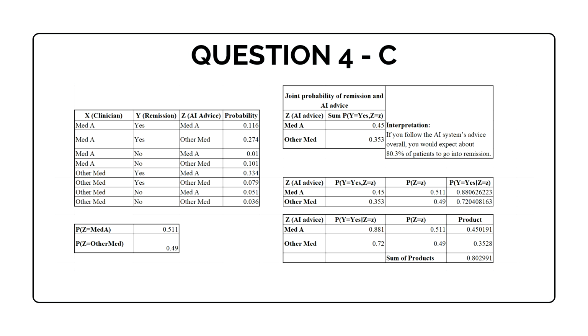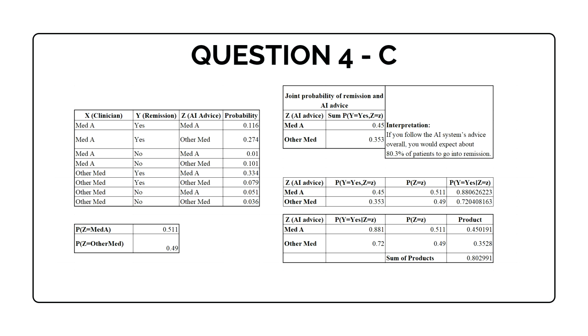We look at each AI advice group separately and calculate two things. The probability of remission within the group, that's written P of Y equals yes given Z. How often the advice happens overall, that's P of Z. For Med A, the joint probability of remission in AI advice Med A is 0.45. And you divide it by P of Z given Med A, which is 0.511, which gives us the remission probability rate of about 88.1%. Multiply that by how often AI gives the advice to take Med A, and we get 0.45.